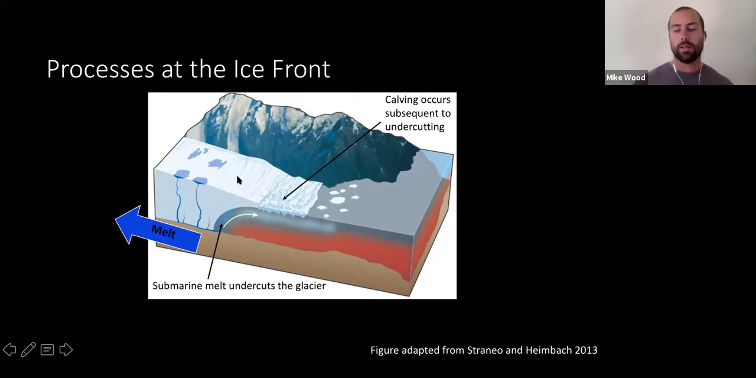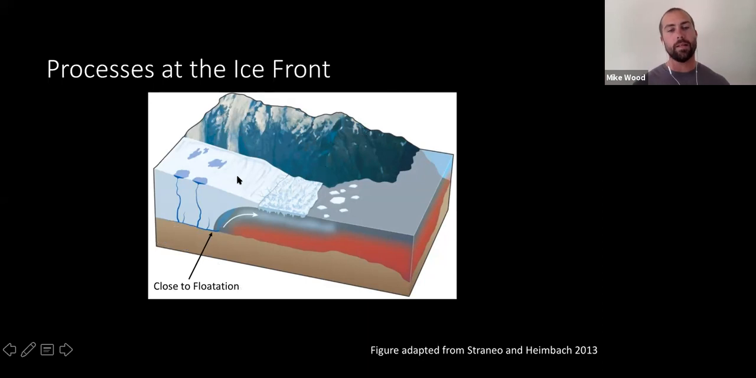In addition to ocean melt, the grounding line by definition is the transition between ice which is grounded and ice which is floating.